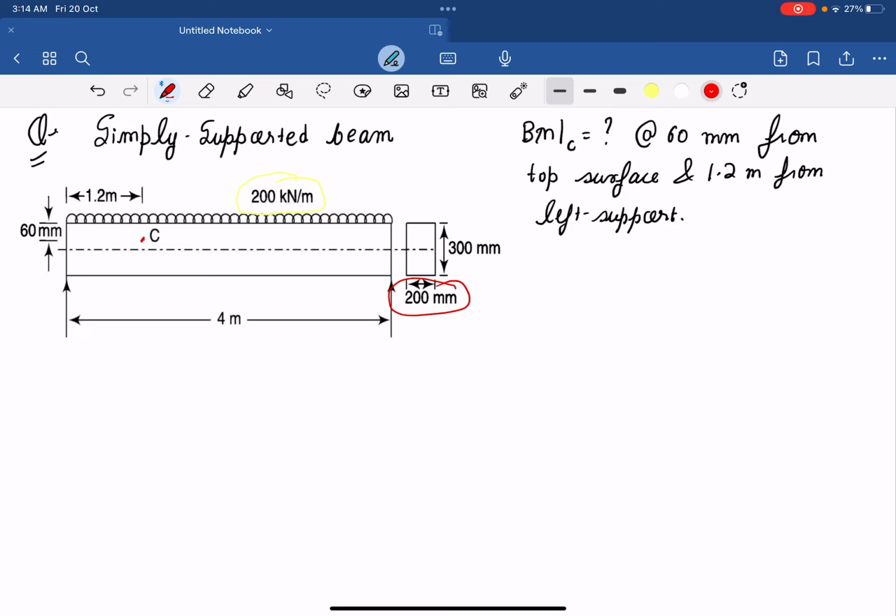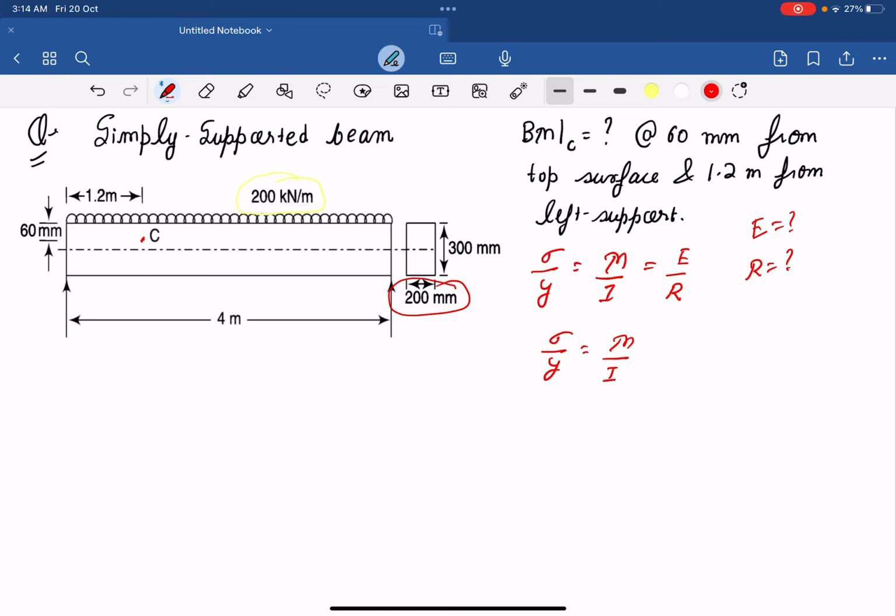Now we will look into the bending equation, that is sigma by y equals M by I equals E by R. And in this question E is not given and there is no talk about any radius of curvature. So we will be looking at sigma by y and M by I. So let's calculate each term separately.